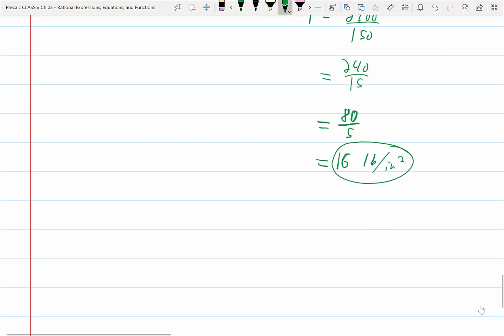Okay, lastly, we have a style called joint variation. So we've had direct and indirect, and we have joint variation.